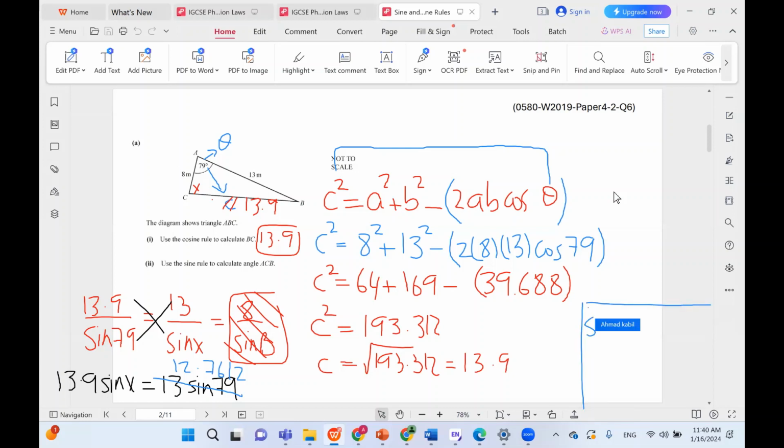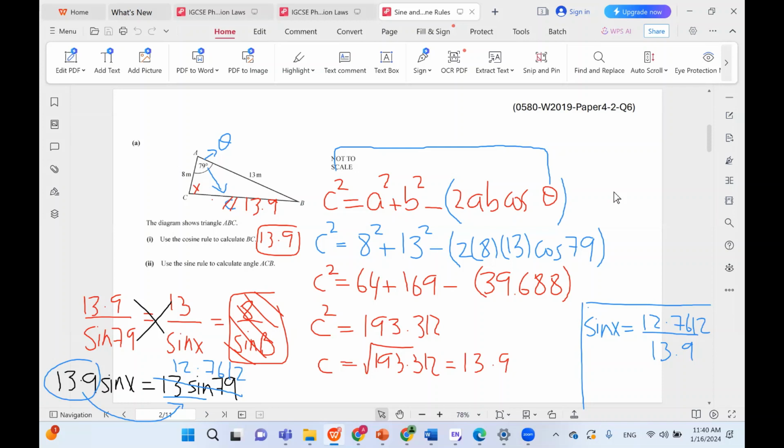So we have sine x equals 12.7612 divided by 13.9. And the reason I was able to do that is because I just took the 13.9 to the other side in the denominator. So this is the equation I got. I got sine x equals 12.7612 over 13.9. So let's just calculate that first.